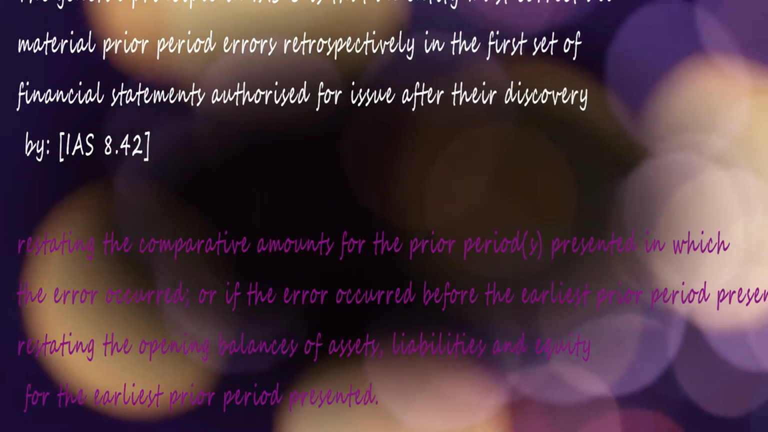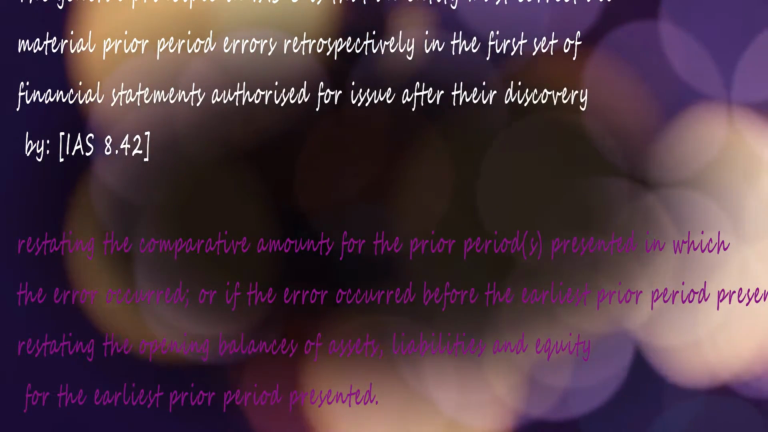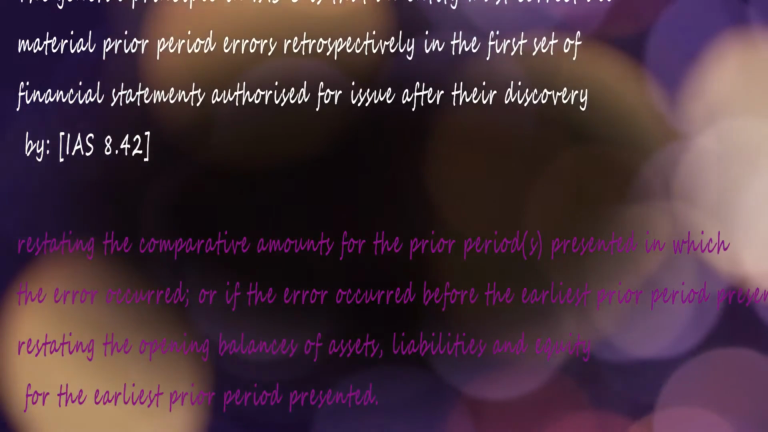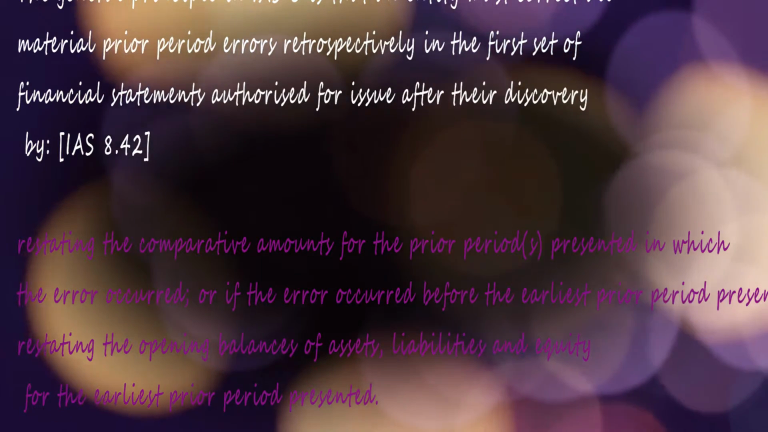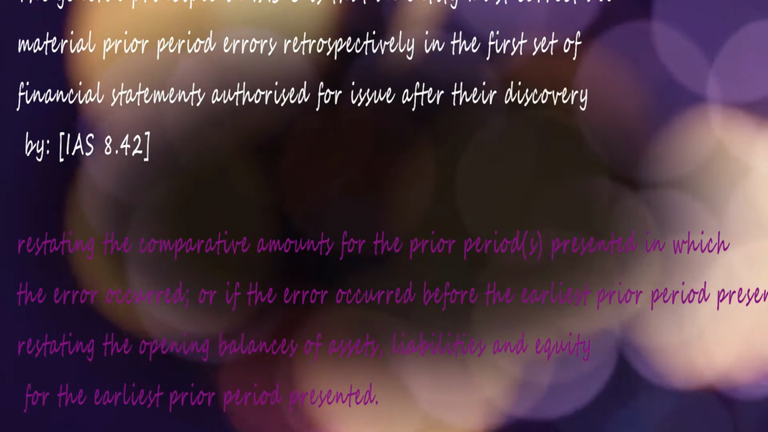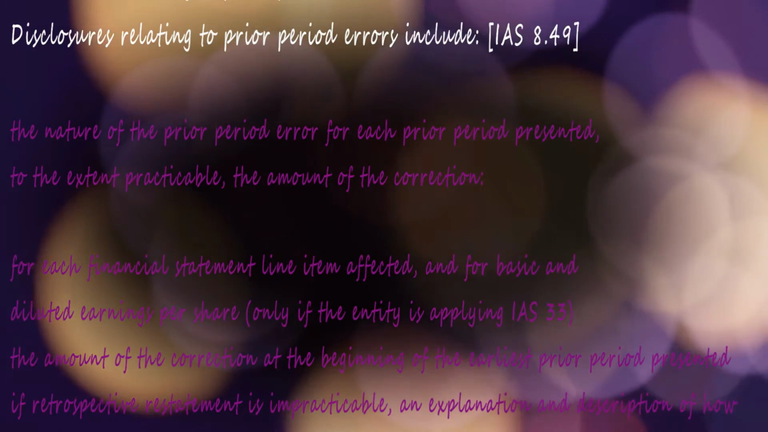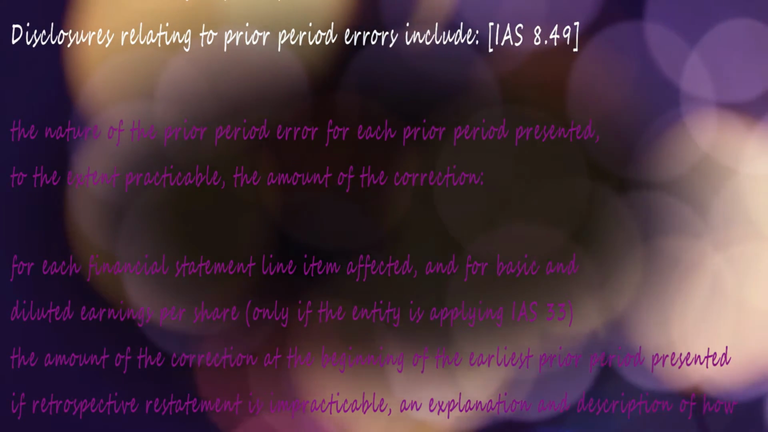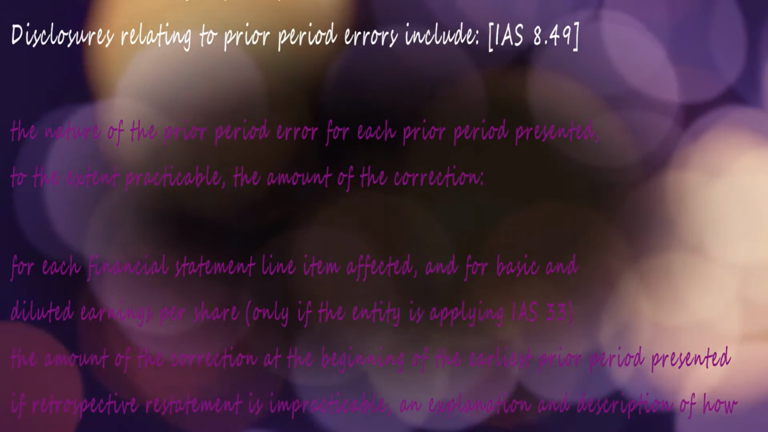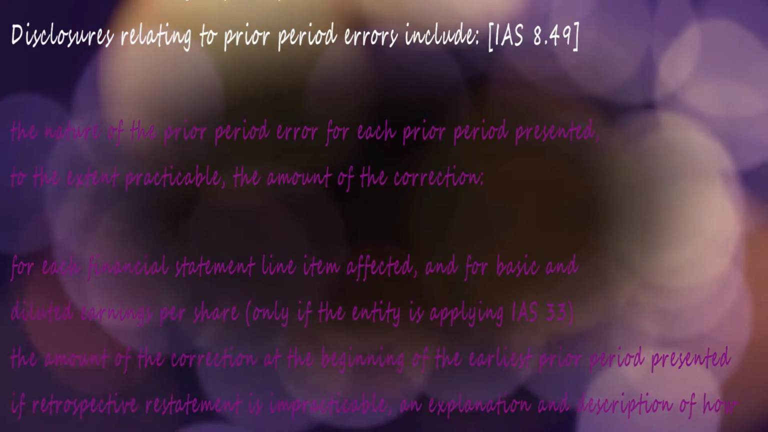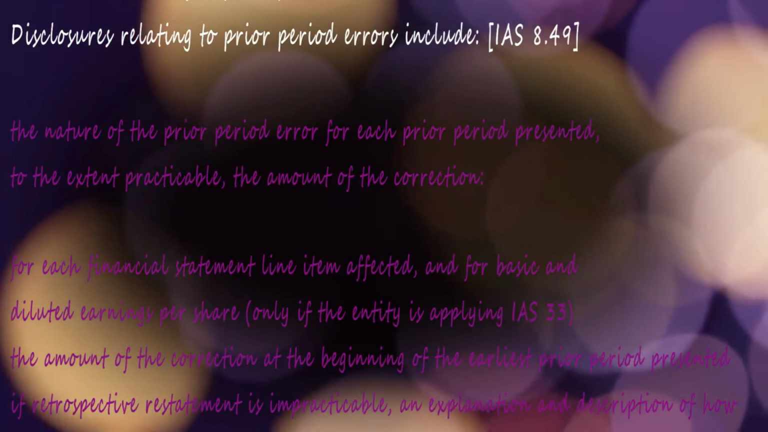The general principle in IAS 8 is that an entity must correct all material prior period errors retrospectively in the first set of financial statements authorized for issue after that discovery by restating the comparative amounts for the prior periods presented in which the error occurred, or if the error occurred before the earliest prior period presented, restating the opening balances of assets, liabilities, and equity for the earliest prior period presented.